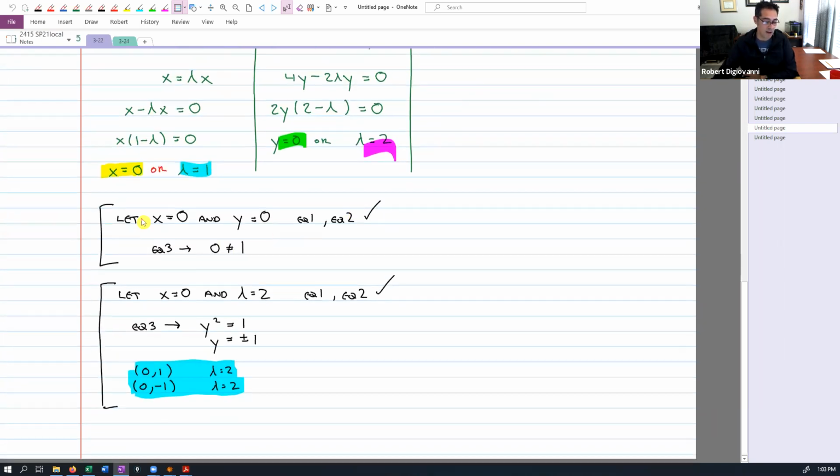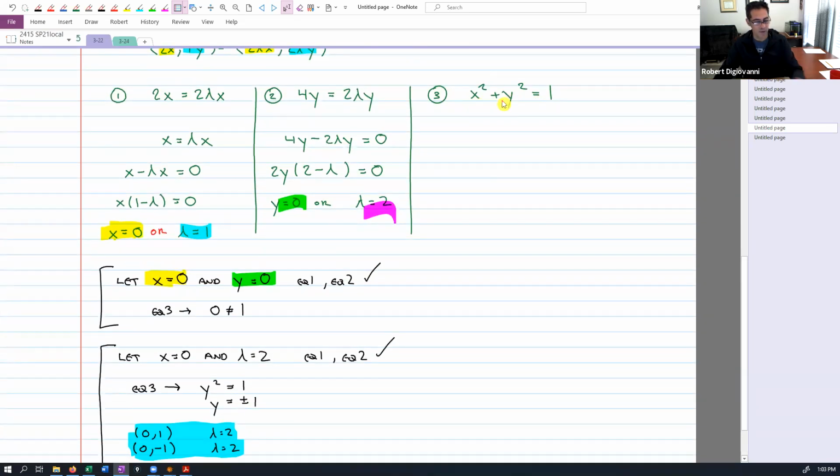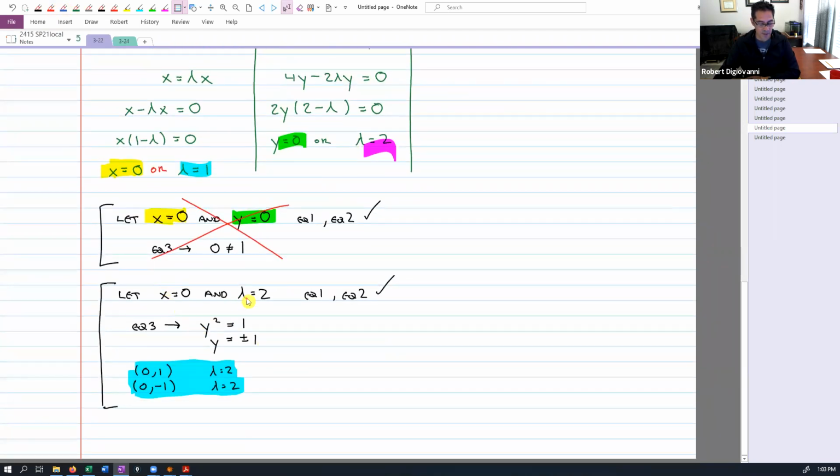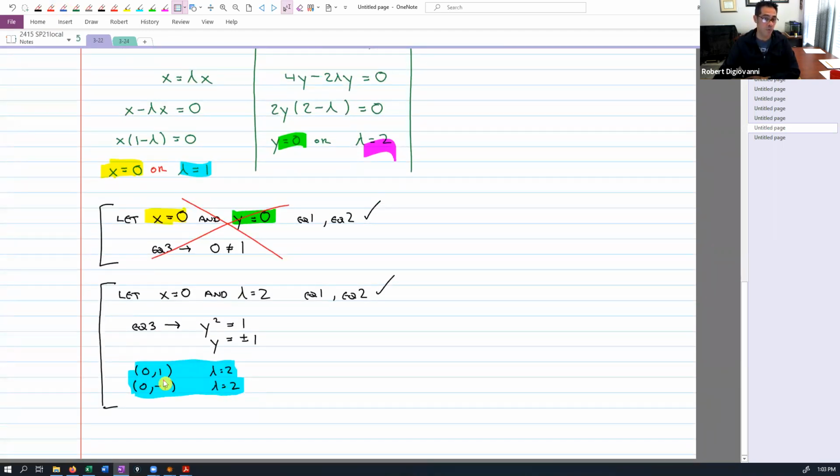We started by saying, let x be 0, so we're looking at this case right here. When x was 0 and we let y be 0, we would satisfy both of these equations, but the third equation would not be satisfied, so that can't happen. Then we said, let's try x being 0 and lambda being 2, which would satisfy the first and second equations. When we let x be 0 and lambda be 2, we plugged 0 into the third equation and got 1 and -1 for y.